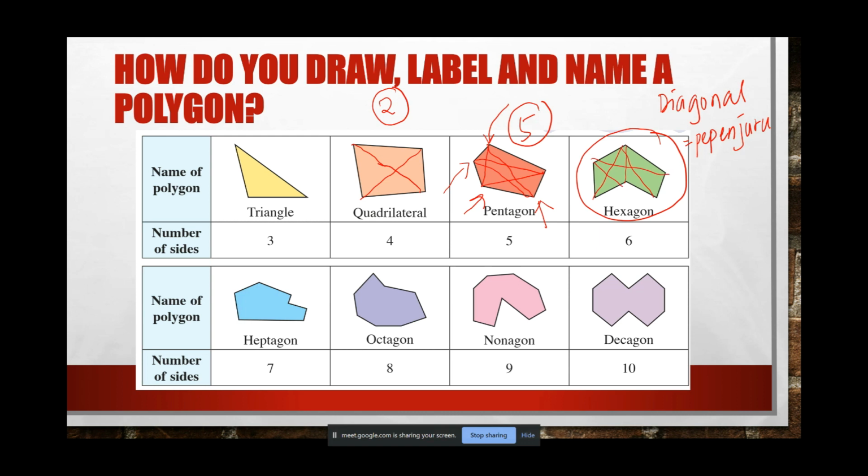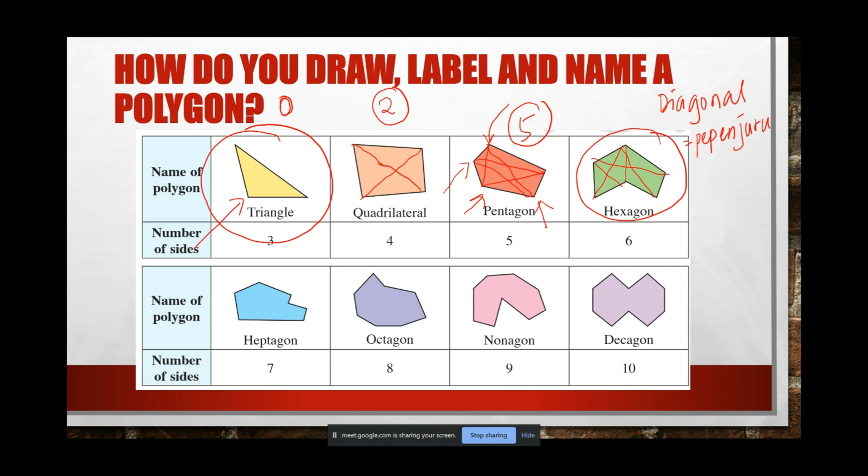Do we have a diagonal for a triangle? No, correct. Because for a triangle, we only have 3 vertices. And if I want to join this vertex, you see, these 2 vertices are already next to it. So we cannot join at all. Therefore, for a triangle, there's no diagonal. Okay? Now, let us look at the next slide here.